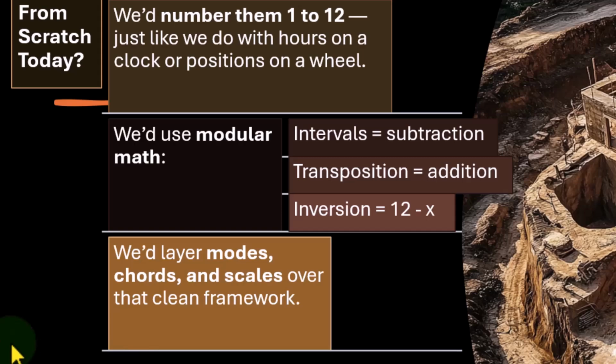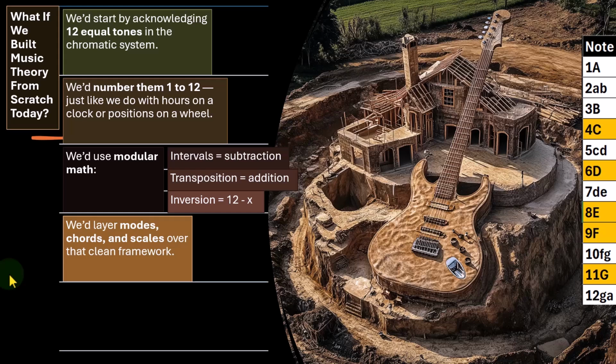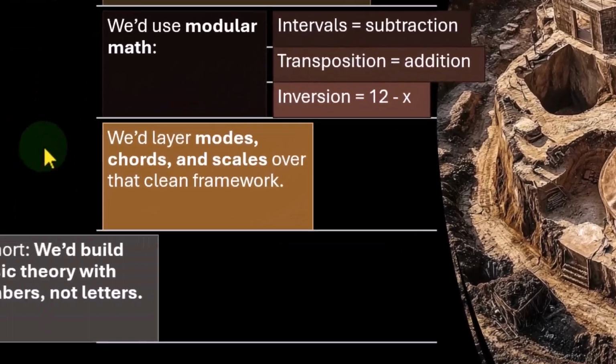So we layer modes, chords, and scales over the clean framework. When you start to put the modes and the chords and the scales in, they're layered over something that doesn't have multiple names to it. Your foundation being clean means that everything you build from it, the scales, will not have multiple names, or are less likely to. Everything we built was built off of a foundation that's way more messy than it needs to be. So that's why we end up with all these weird names.